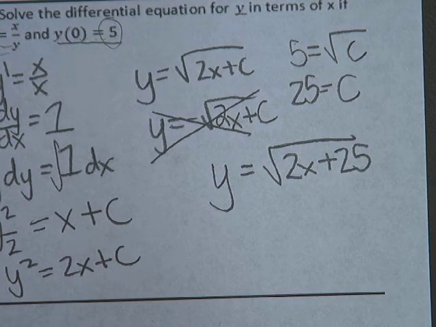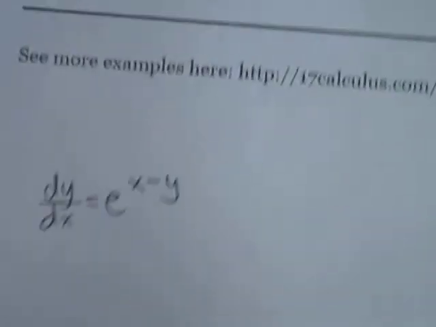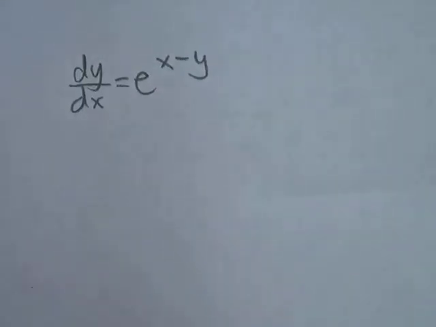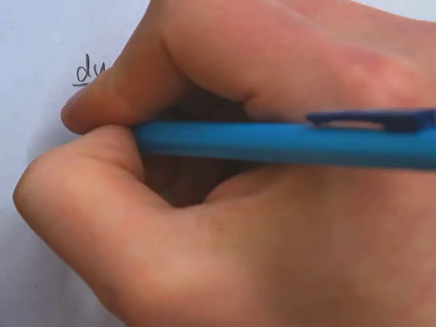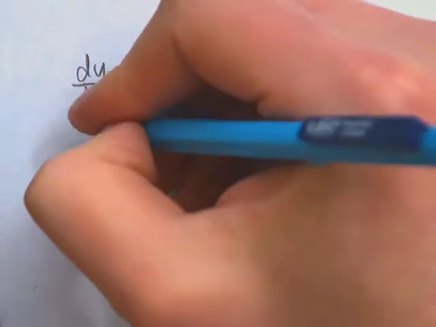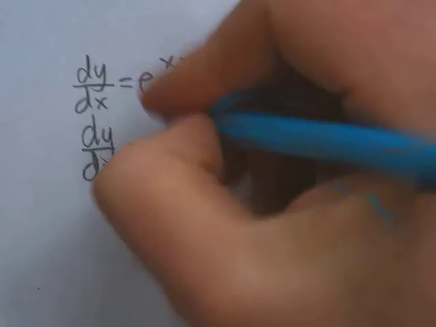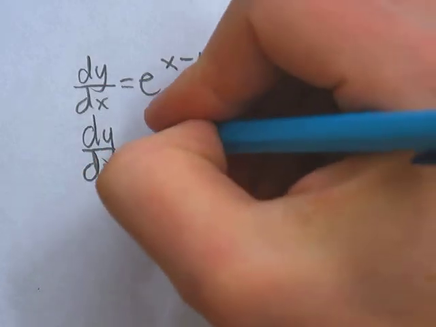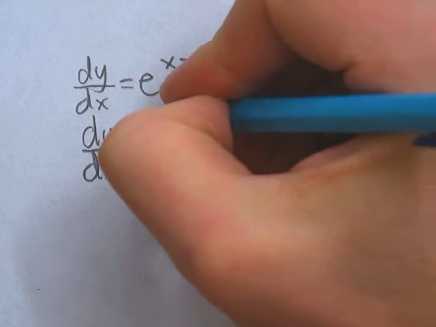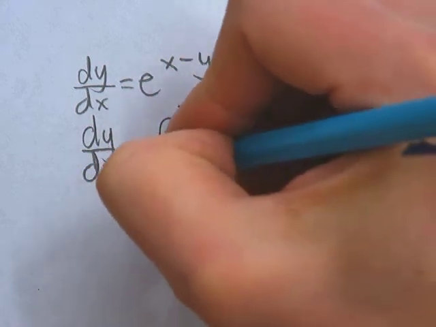All right, on to some more examples. So this one here, the first step is to rewrite the right side in terms of exponential rules. When we subtract in an exponent, we're totally allowed to just divide. So this is e to the x over e to the y.